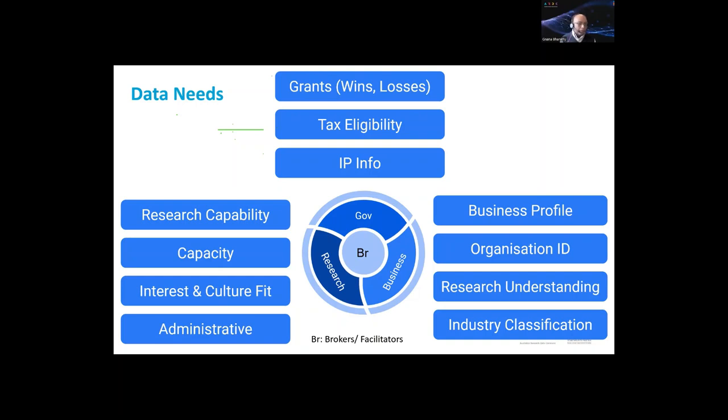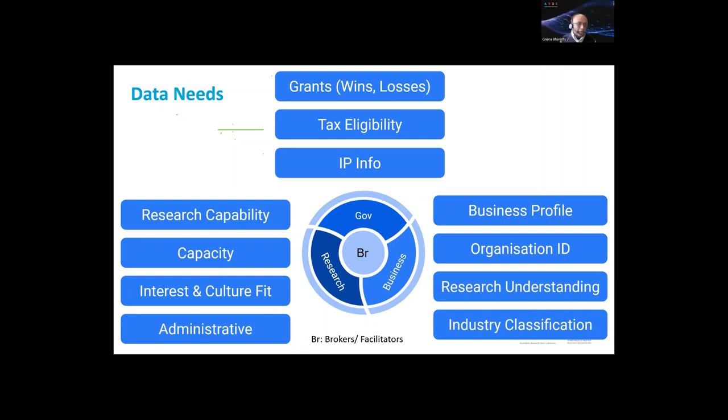So when I say cultural fit, the researcher might be fully capable, but they may not have an interest in pursuing an industry collaboration. And similarly, they should be available at that time, their capacity, in addition to their capability. So the capability part is fairly easy, or somewhat easier, to determine, because researchers have outputs and they put them out in various forms, including publications and so on.